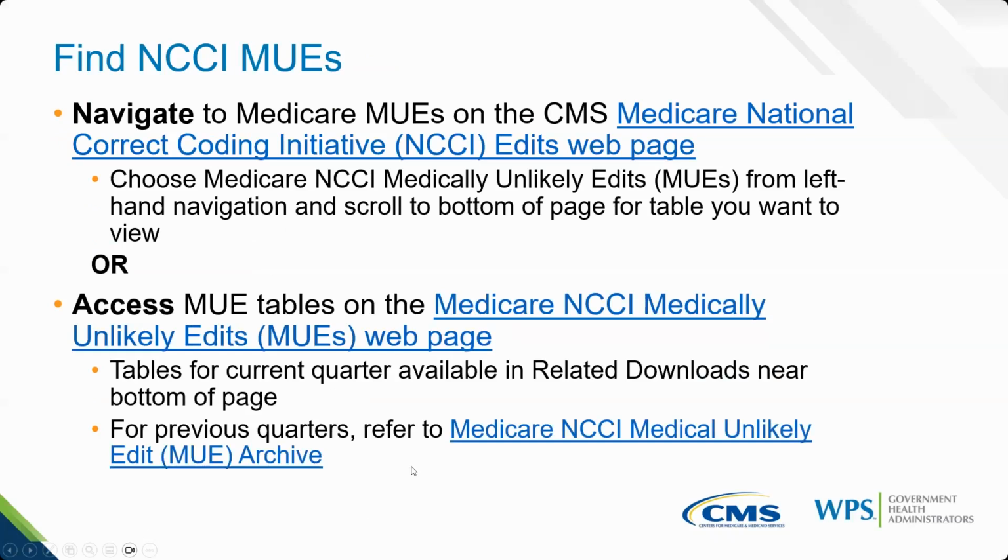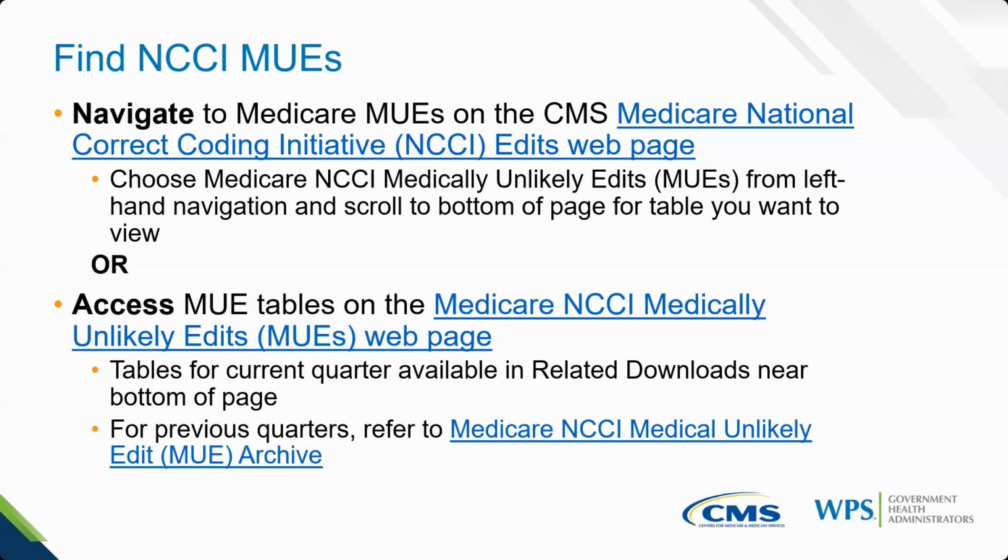There are different ways to find MUEs. You can navigate to the Medicare NCCI Edits webpage and choose Medicare NCCI Medically Unlikely Edits, or MUEs, from the menu on the left, and then you need to scroll to the bottom of the page for the table that you want to view. Or you can find MUEs by linking directly to the web page and setting a bookmark. If you're like me, I'm a searcher, not a navigator. If I'm out on the CMS website, I simply type NCCI in the search box to find the NCCI edits, and then I choose the one that I'm specifically looking for.